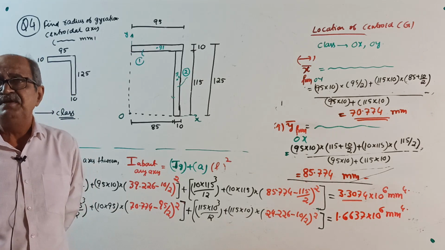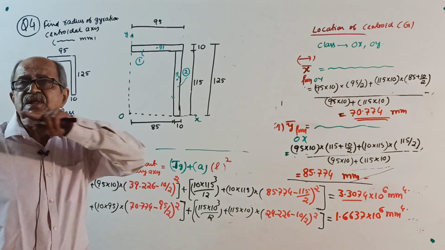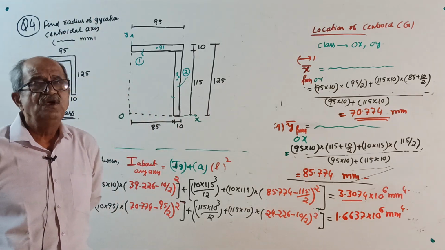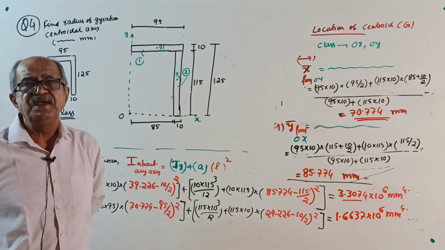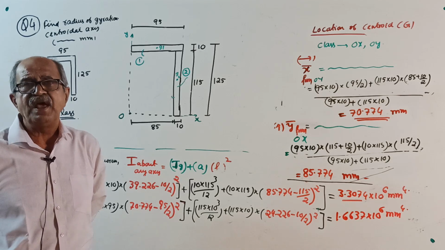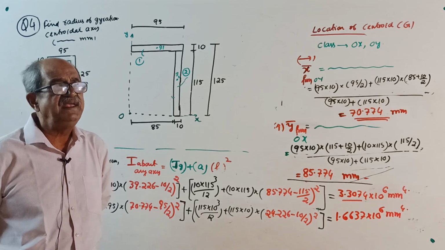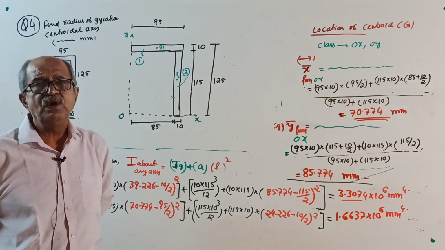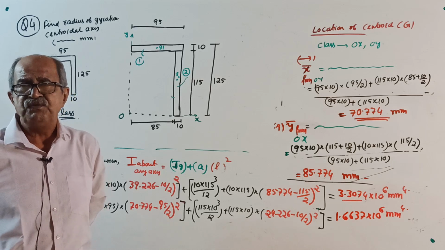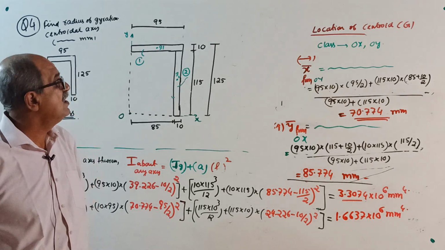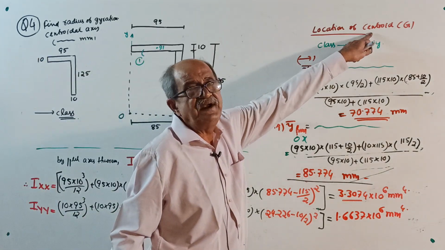Let G be the centroid, XX be the horizontal axis, YY be the vertical axis passing through the centroid. They want the radius of gyration R about XX and YY. Then write R about XX equal to root of IXX by A, R about YY equal to root of IYY by A. Therefore, if you want the radius of gyration, first you have to find the moment of inertia about the centroidal axis. For that, first you have to locate the centroid.